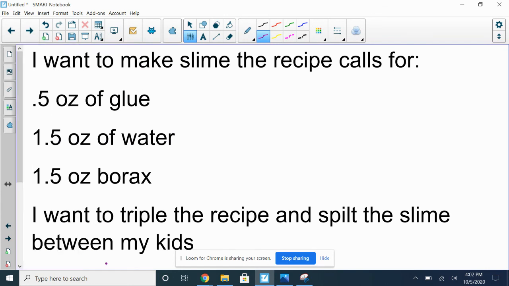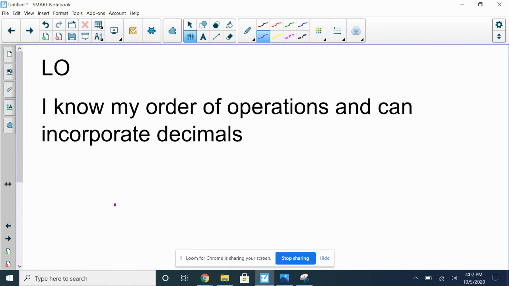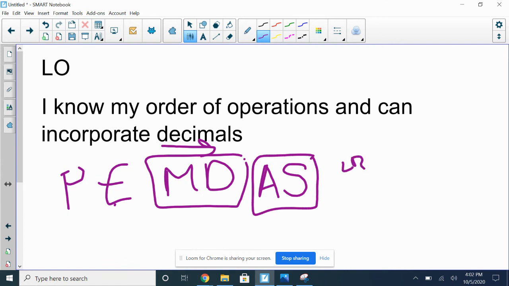Our objective for today was to use our order of operations. This is our closure. We wanted to use our order of operations to incorporate decimals, and we knew our order of operations was our PEMDAS: Please Excuse My Dear, bracketing those together because those go from left to right, Aunt Sally's. With our addition and subtraction we went left to right, and our multiplication and division we went from left to right.